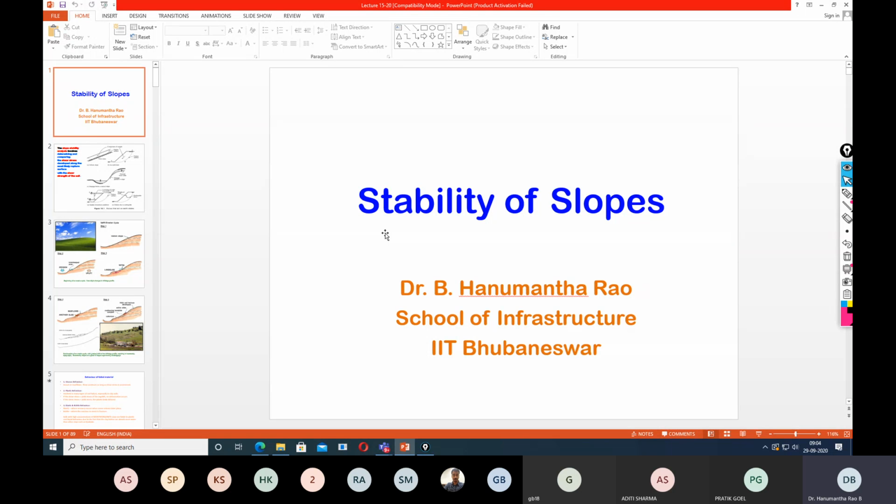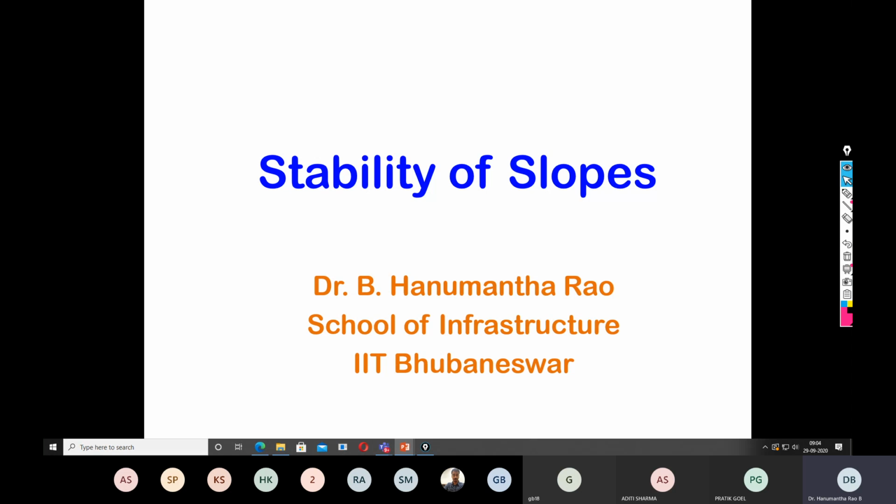Okay, so today I'm going to start the stability of slopes. So this is another chapter of the stress path. Before I begin this chapter, if anybody has any question on all the previous classes, you are most welcome. Anybody wish to ask any question or get clarification on whatever questions you have in your mind?